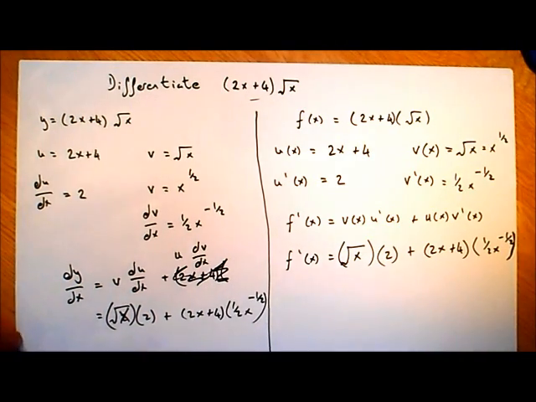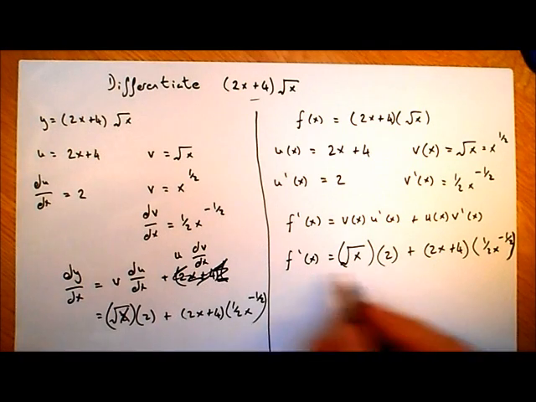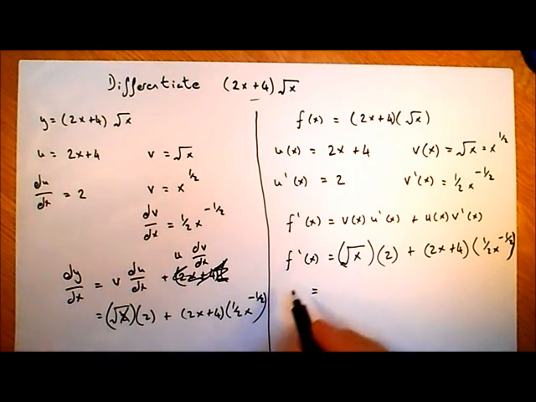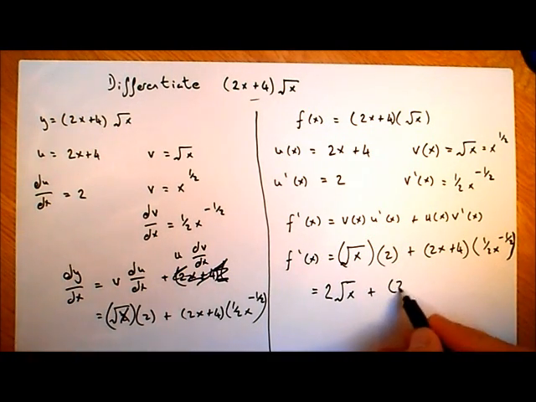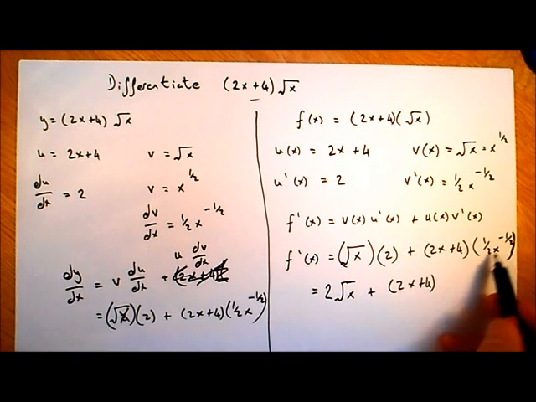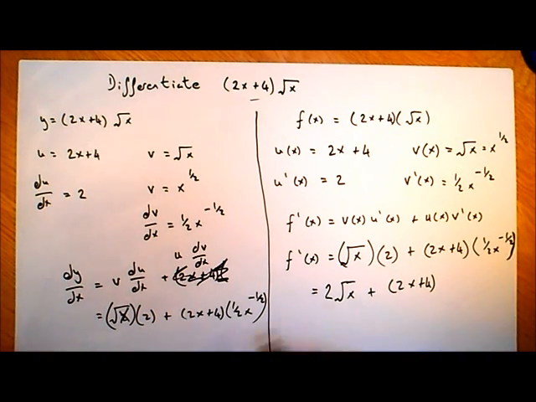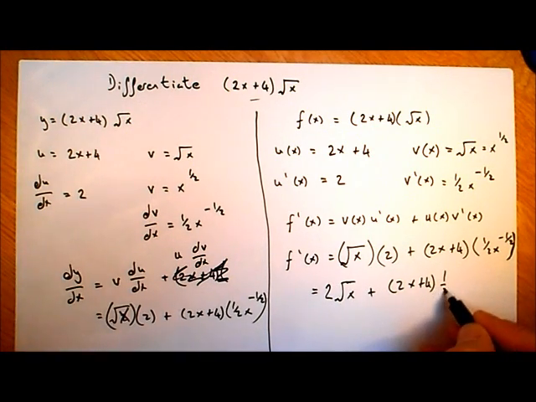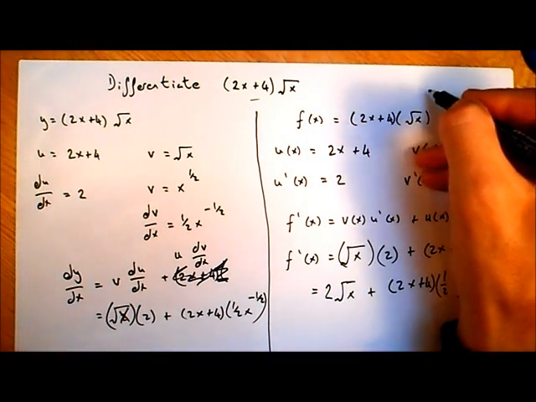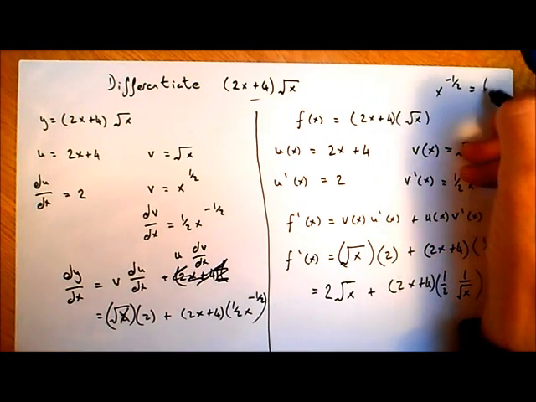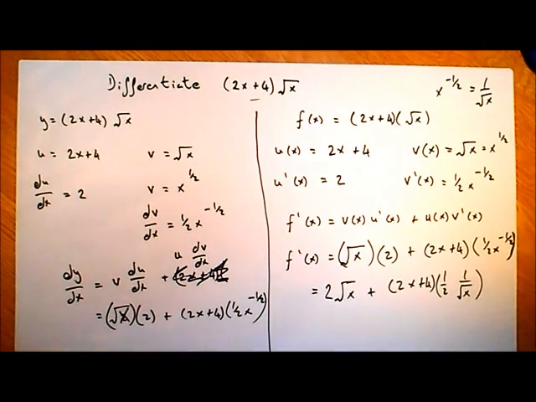We have it down to here. Okay, while we're at it, we may as well just tidy it up a little bit. So root x times 2 is 2 root x. And then we have 2x plus 4, and a half x to the power of minus a half. Remember what to the power of minus a half means? It just means 1 over to the power of a half. So x to the power of minus 1 over 2 is equal to 1 over the square root of x, which is what I've done there.